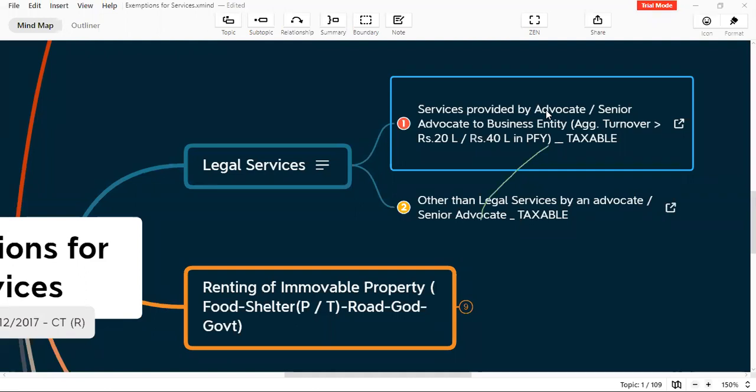It could be an individual like us. That is also a business entity only. So any service provided to a business entity whose turnover in the previous financial year... Now, every word is important. This was an amendment made recently. Earlier it was not like this. So if the turnover of that businessman in the previous year exceeds the exemption limit applicable for him, then that particular service is taxable.